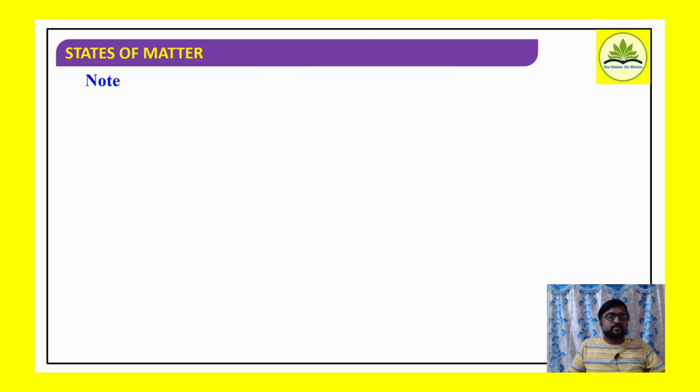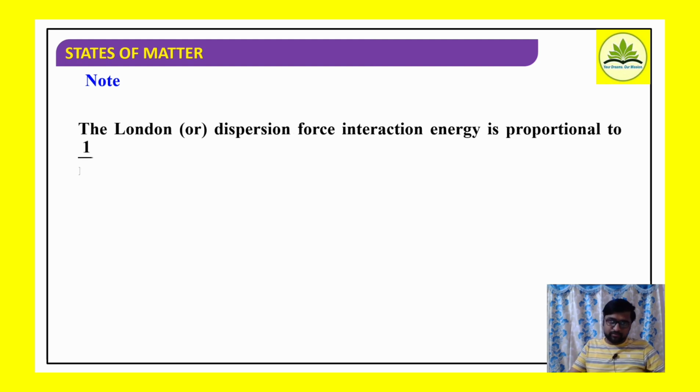Now consider a note point here: the London, or dispersion force, interaction energy is proportional to 1 by r raised to 6. 1 by r raised to 6.